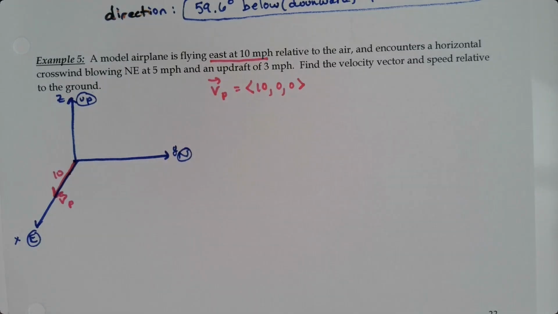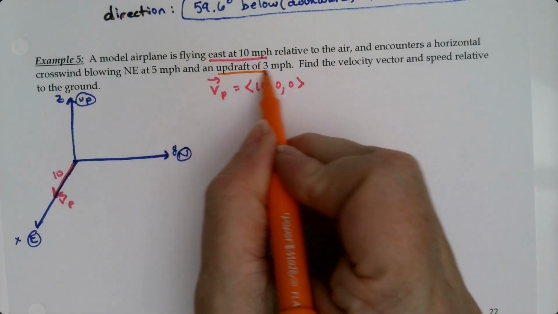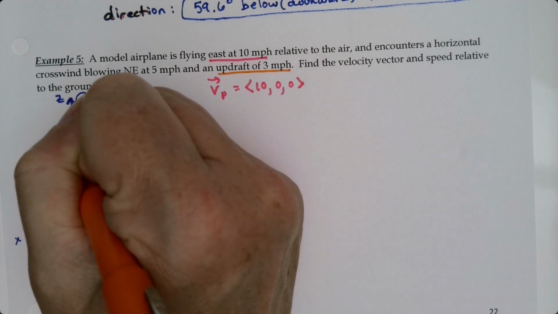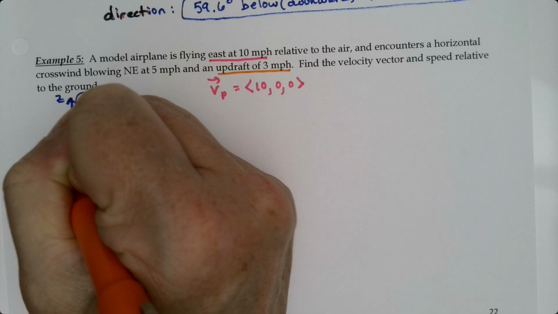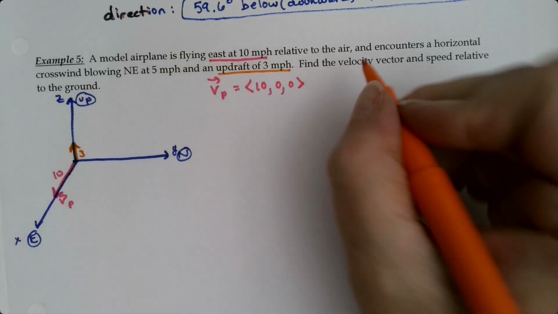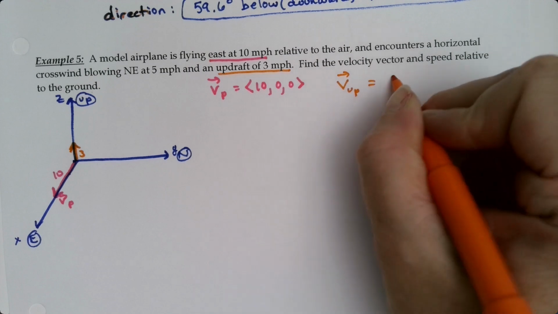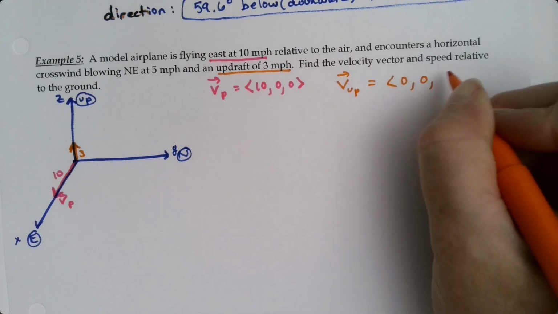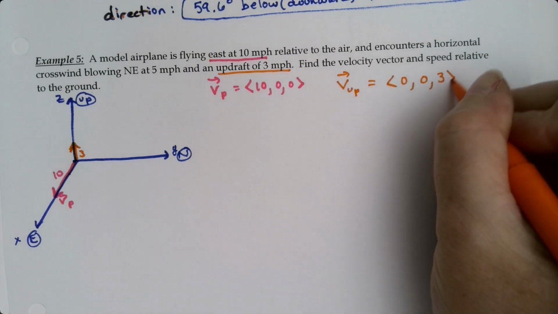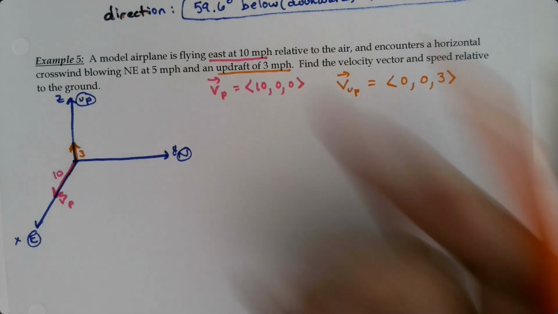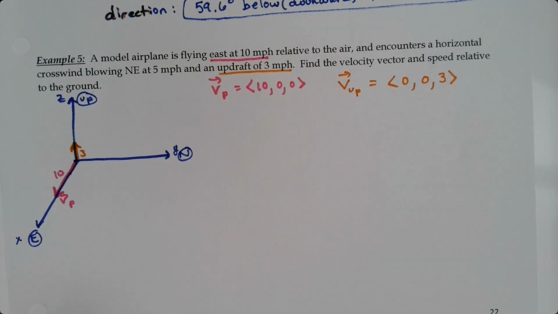And the updraft is also pretty easy. So the updraft is 3 miles per hour. So that's a lift right here of 3 miles per hour. So that's the velocity of the updraft, if you will. So 0, 0, 3. And these are all miles per hour. I'm not worried about it the way I was in the previous problem where there were different units.